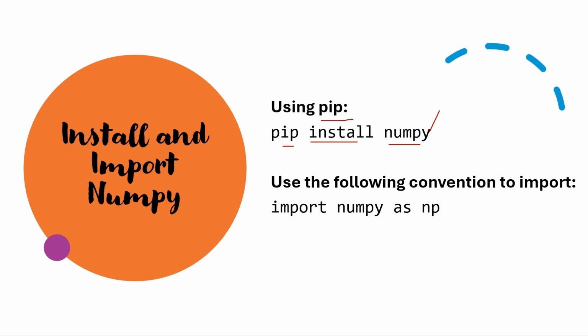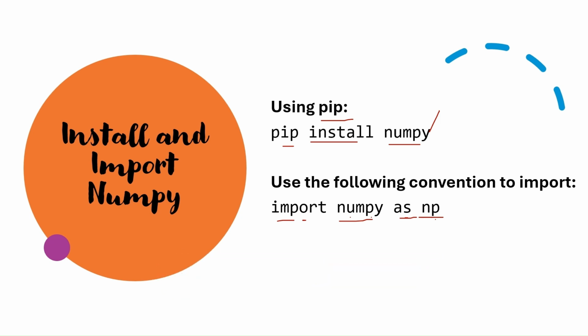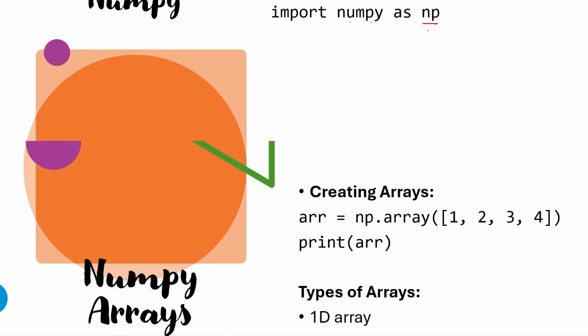To import NumPy in your Python code, we can use import numpy as np. This statement imports the NumPy library and assigns it the alias np. Using an alias like np will make your code simpler. Instead of typing numpy every time, when you want to use a function from the library, you can simply use np. Now that we have seen how to install and import NumPy, let's look at how to create NumPy arrays.